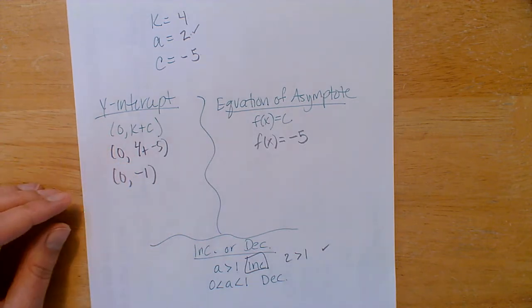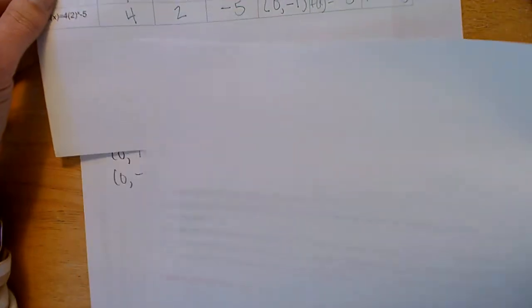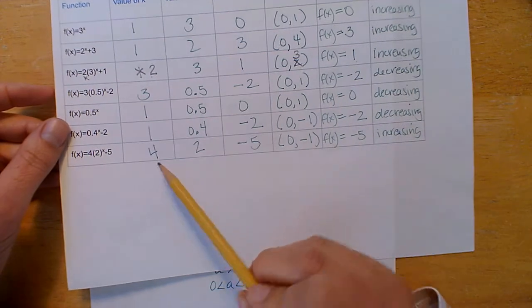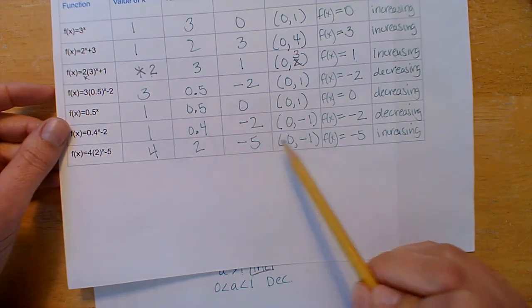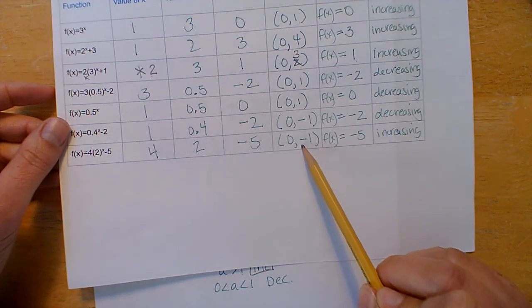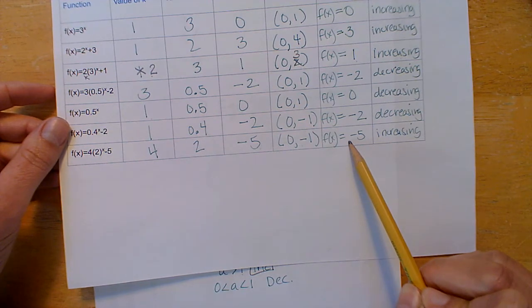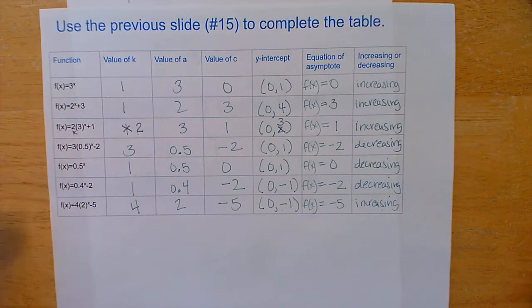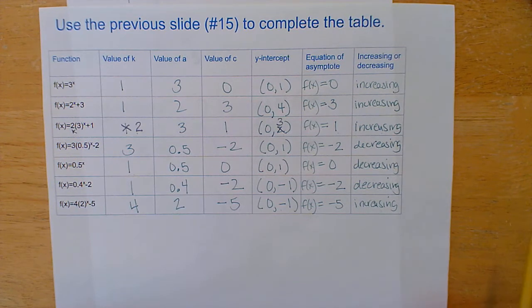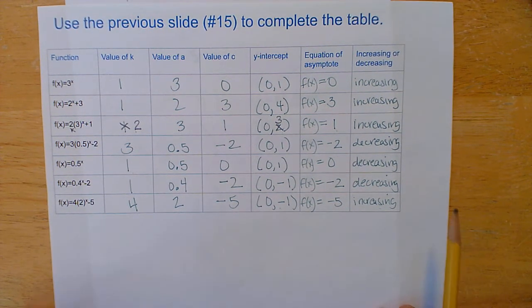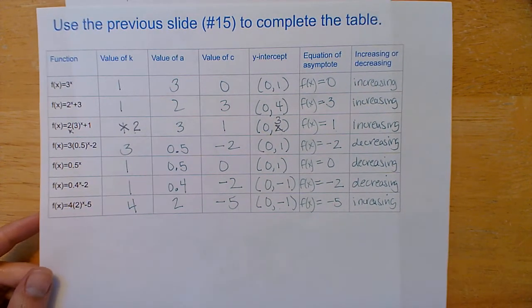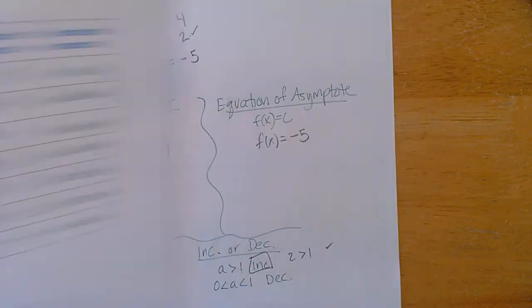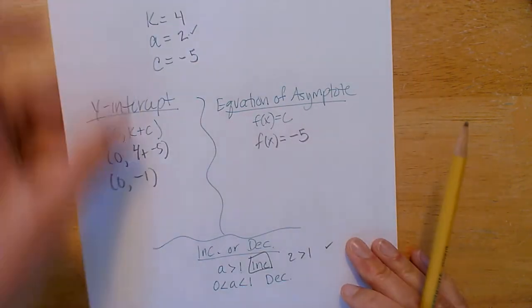Let's make sure I filled the table out correctly, and here we go. We have 4, 2, and -5, or our y-intercept is -1. Our asymptote f of x equals -5, and it is increasing. So here you go. I should have checked that one, I'm sorry, but here's the table completed. If you have questions, right now would be a great time to stop the video and ask me questions. I know that we're doing this together, so let's move on.